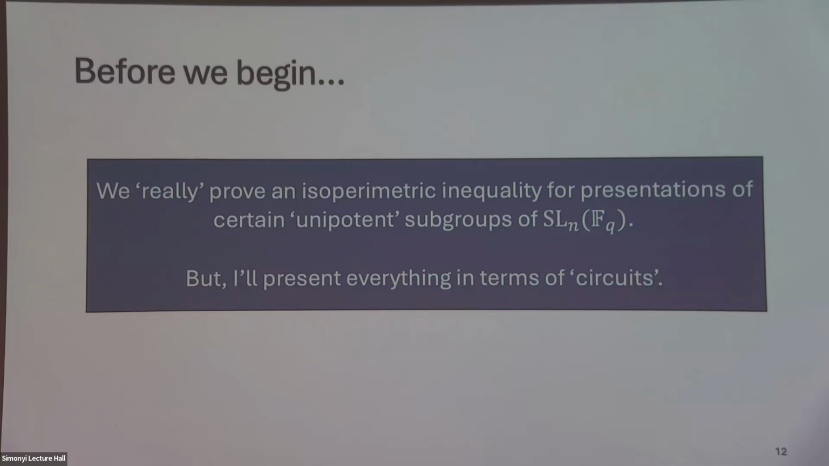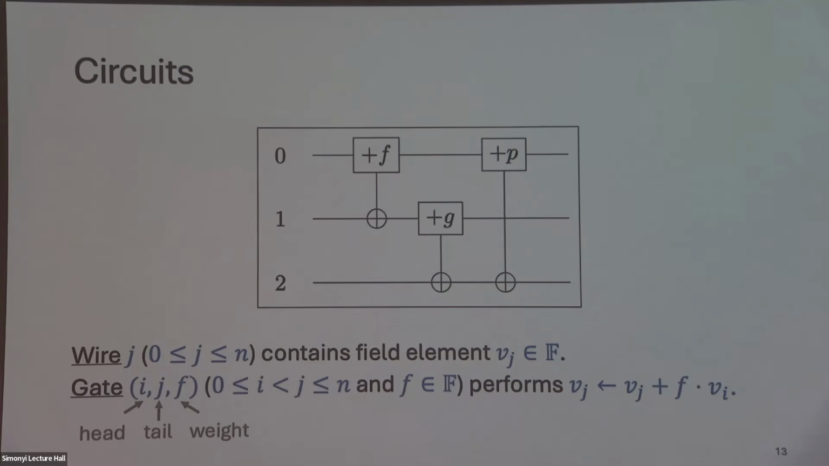Maybe it will make more sense when I tell you the alternative way we think about this problem, instead of thinking about the complex directly. The way I'm going to tell you about this problem is through a lens of circuits. Here is an example of a circuit. This is a very restricted model of circuit.